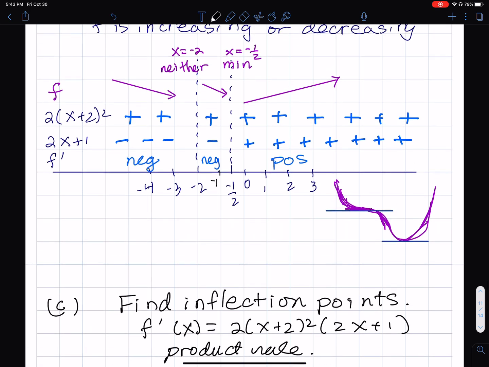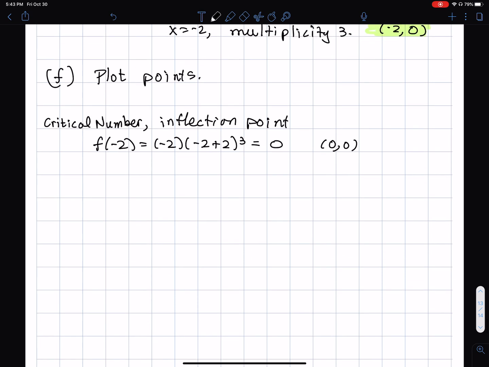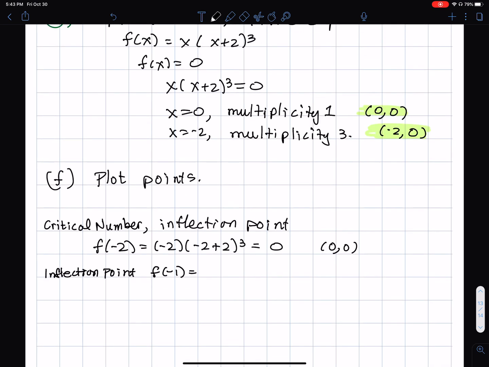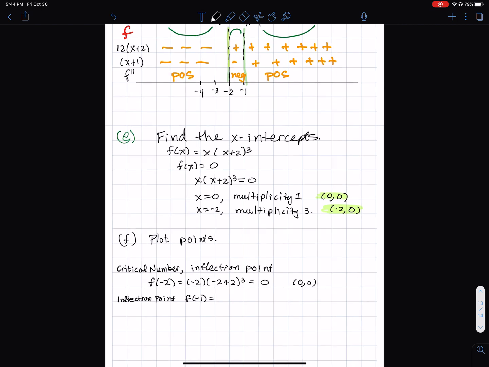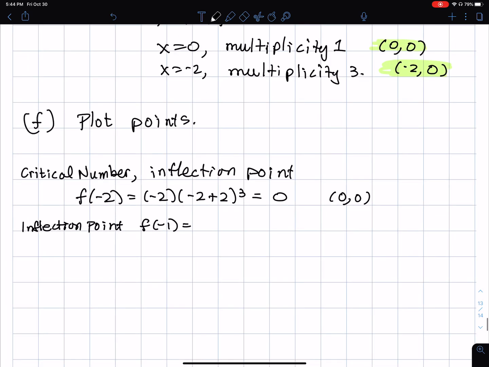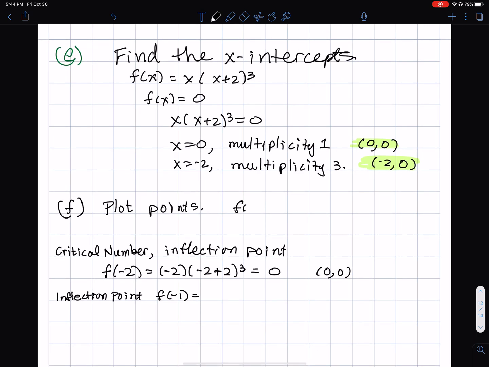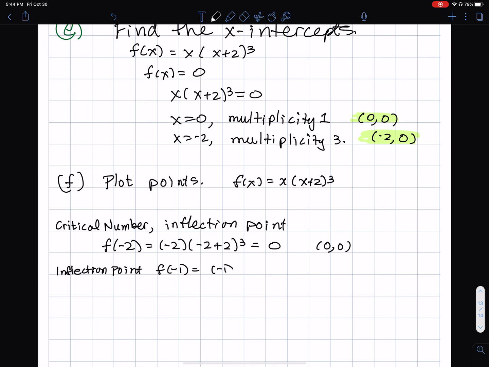Okay, what else do we have that we can plot? We can plot a minimum and another inflection point. Let's do this other inflection point. And so I'll have f of -1 equals, right, it was -1, wasn't it? So we get f of -1 is going to equal, plugging into our function. It's important for us to understand that we're putting numbers into the function, not into the derivative. So I'll get (-1 plus 2) cubed, which is negative 1 times 1 cubed, which is negative 1. So we get the point (-1, -1).